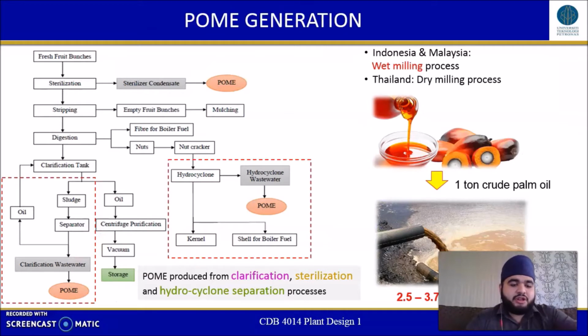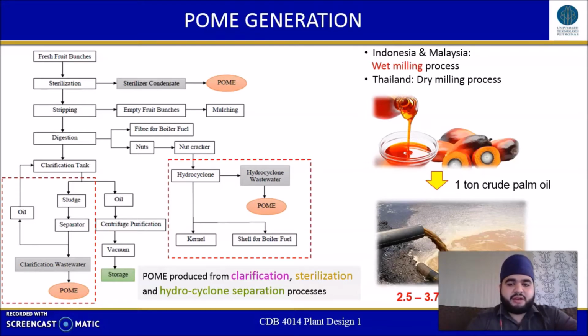The effluent is produced as a result of the wet milling process, which is widely used to extract palm oil from fresh fruit bunches in Malaysia and Indonesia. During the milling process, there are 3 different stages from which POM is produced. First is sterilization. This is where fresh fruit bunches are sterilized by utilizing steam at 140 degrees Celsius for 75 to 90 minutes in an autoclave.